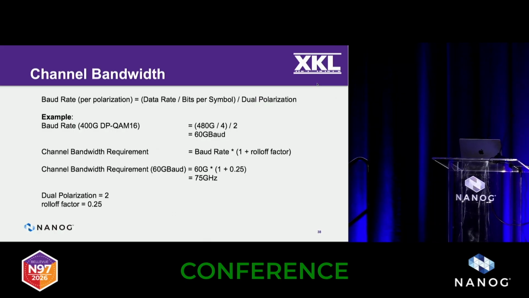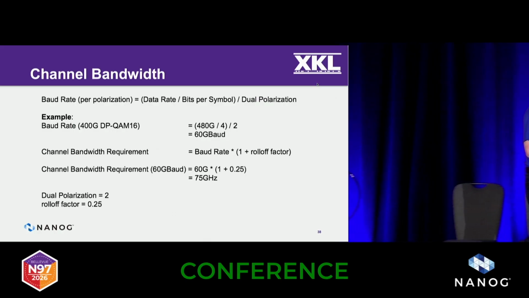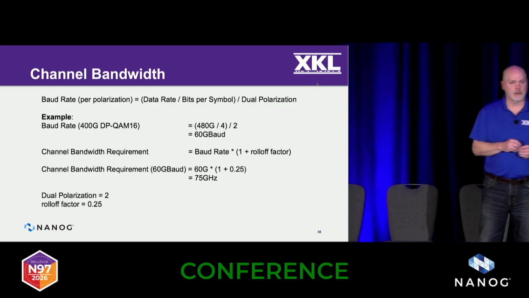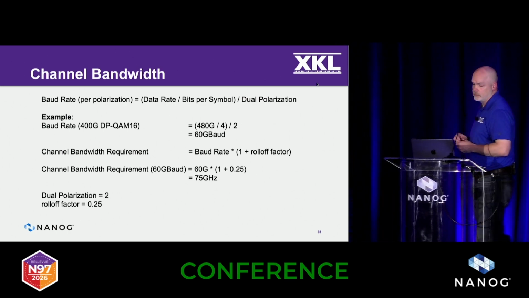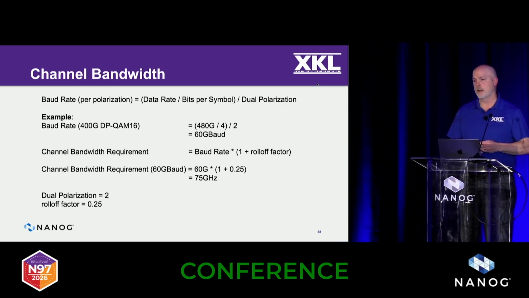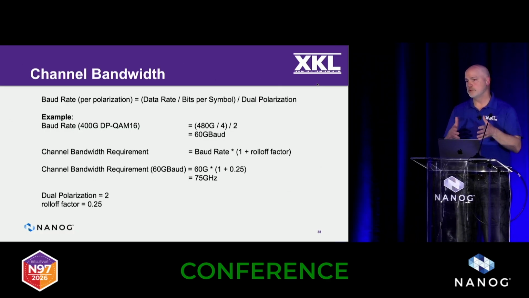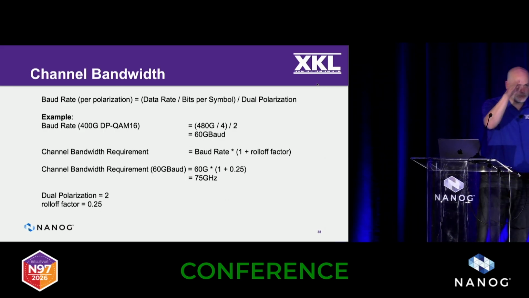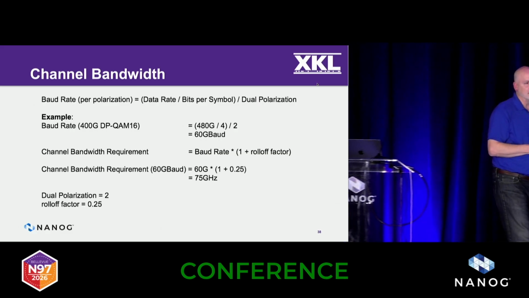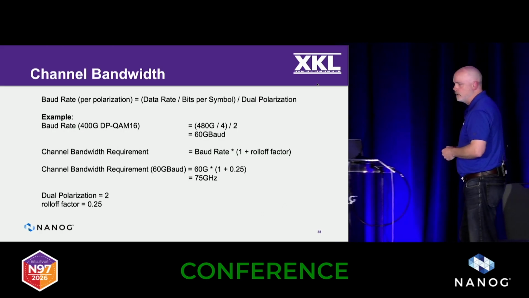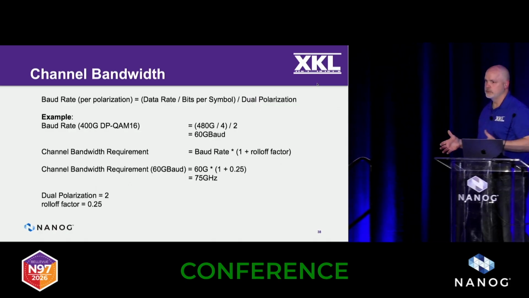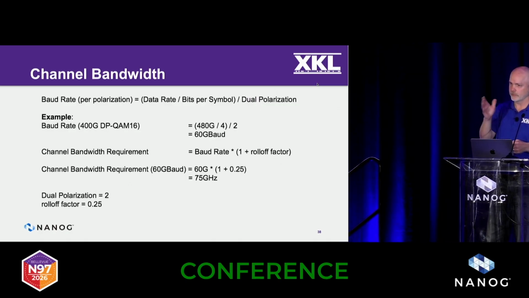So this is about the extent of the math we're going to do in the tutorial, but it's pretty easy math. Basically, you could think of the channel requirements as being about the baud rate, but then there's these things called filters that you have to use to get your data onto the fiber. The filters are not perfect. They're not perfectly square wave devices that are going to allow that signal to go through. They have edges. They have this thing called a roll-off factor.